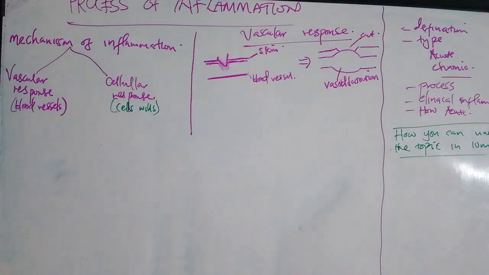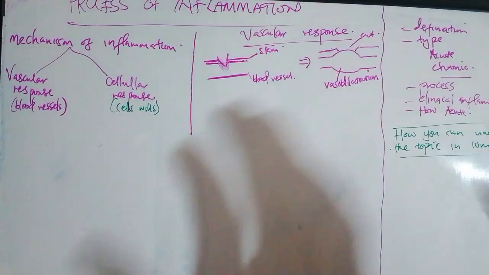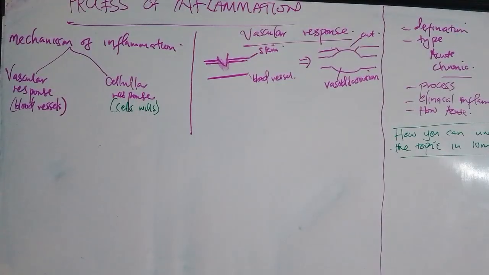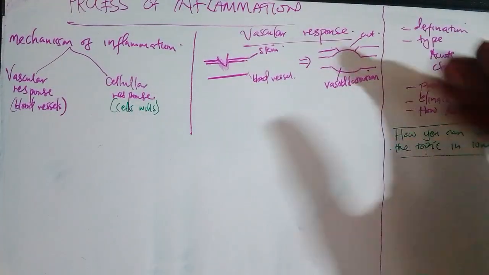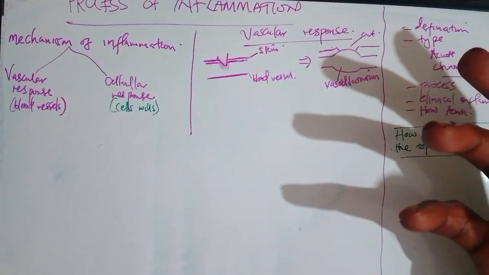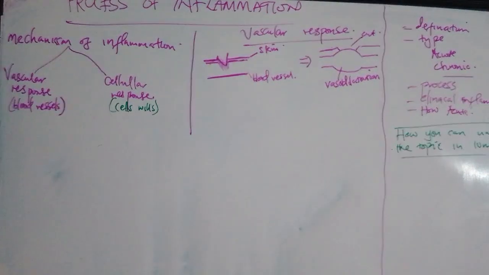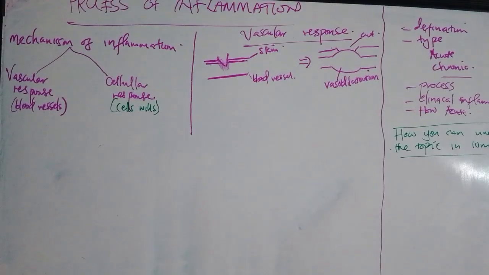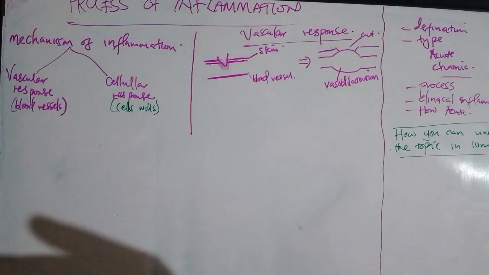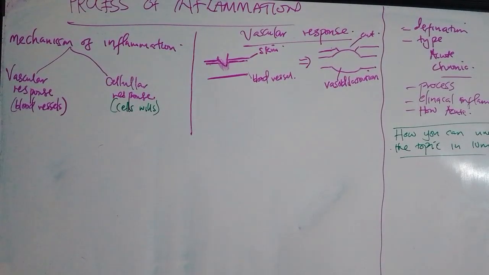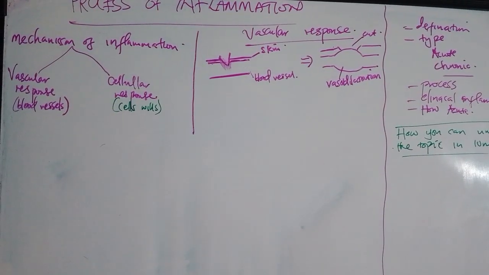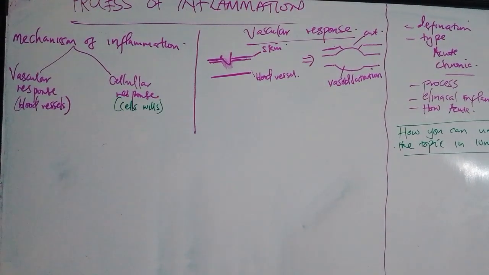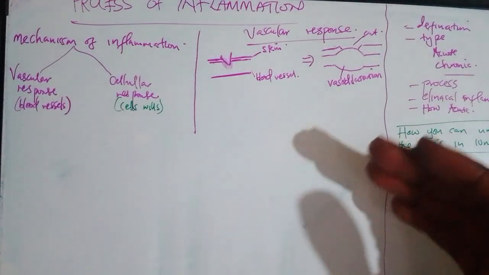So vasodilatation is basically the expansion of the blood vessel just at the area where the injury was. So now what causes your blood vessel to expand? Immediately you cut yourself, there are some chemical mediators which are released. These chemical mediators are released by your endothelial cells. So once your endothelial cells are injured, they release some chemicals which cause the blood vessel to dilate.